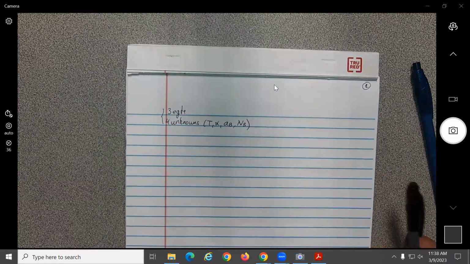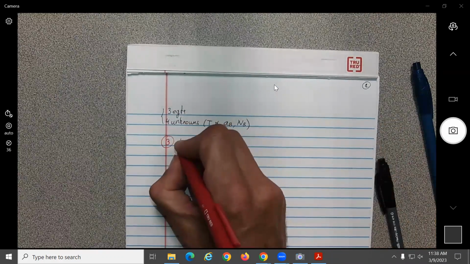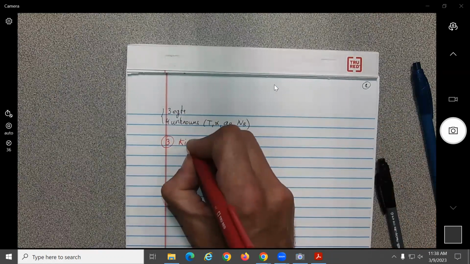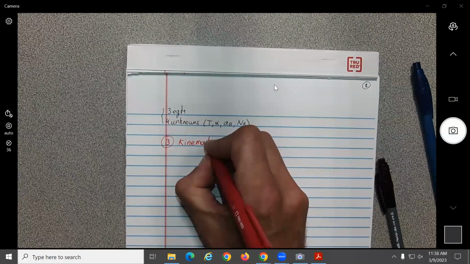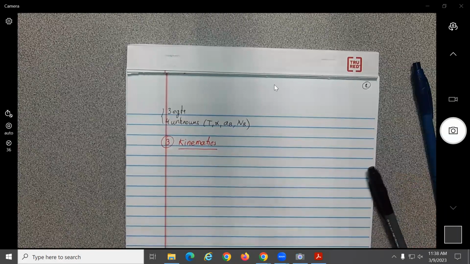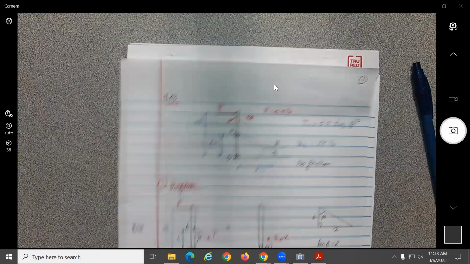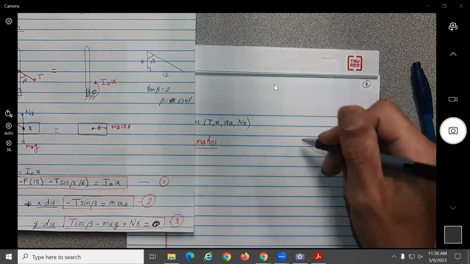So step 3. Find additional equations from kinematics. So let's see. All right, let me redo a figure here, very quick.